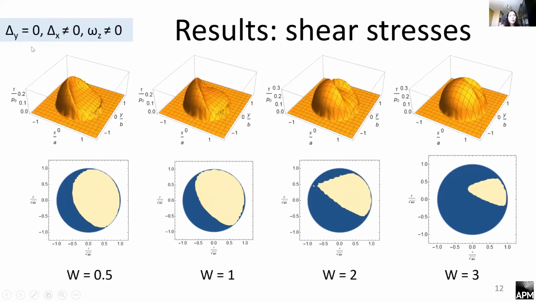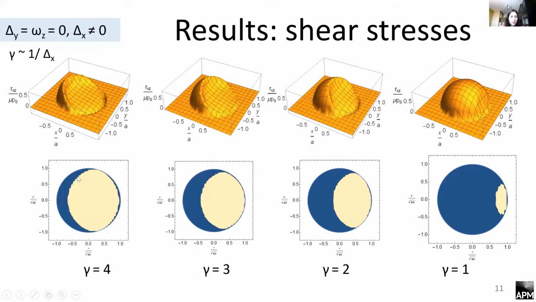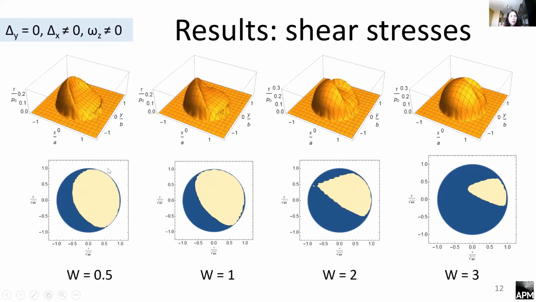And on the next slide, we can see that when we vary the parameter W, which describes the spin creepage, the stick subregion, which before was symmetrical, now becomes non-symmetrical, and also the stick subregion area is decreasing.